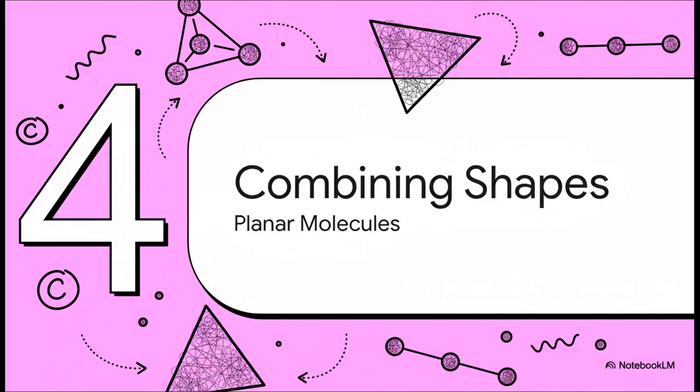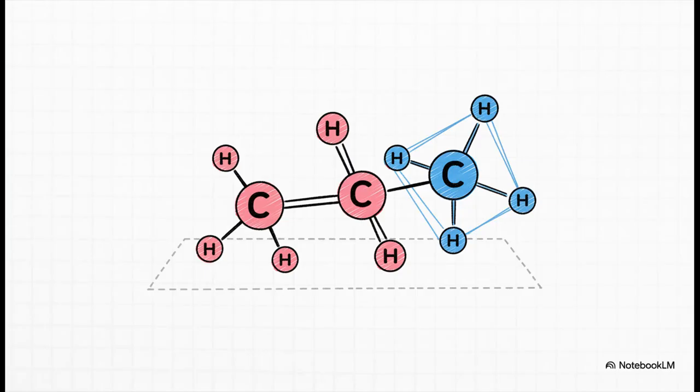Okay, so this is where it gets really cool. All these different building blocks, the 3D tetrahedron, the flat trigonal planar, and the straight linear shape, they can all be combined inside the very same molecule. It's like building a structure with a bunch of different kinds of Lego bricks. Let's take a look at propene. It's a fantastic example of mixing and matching these shapes.